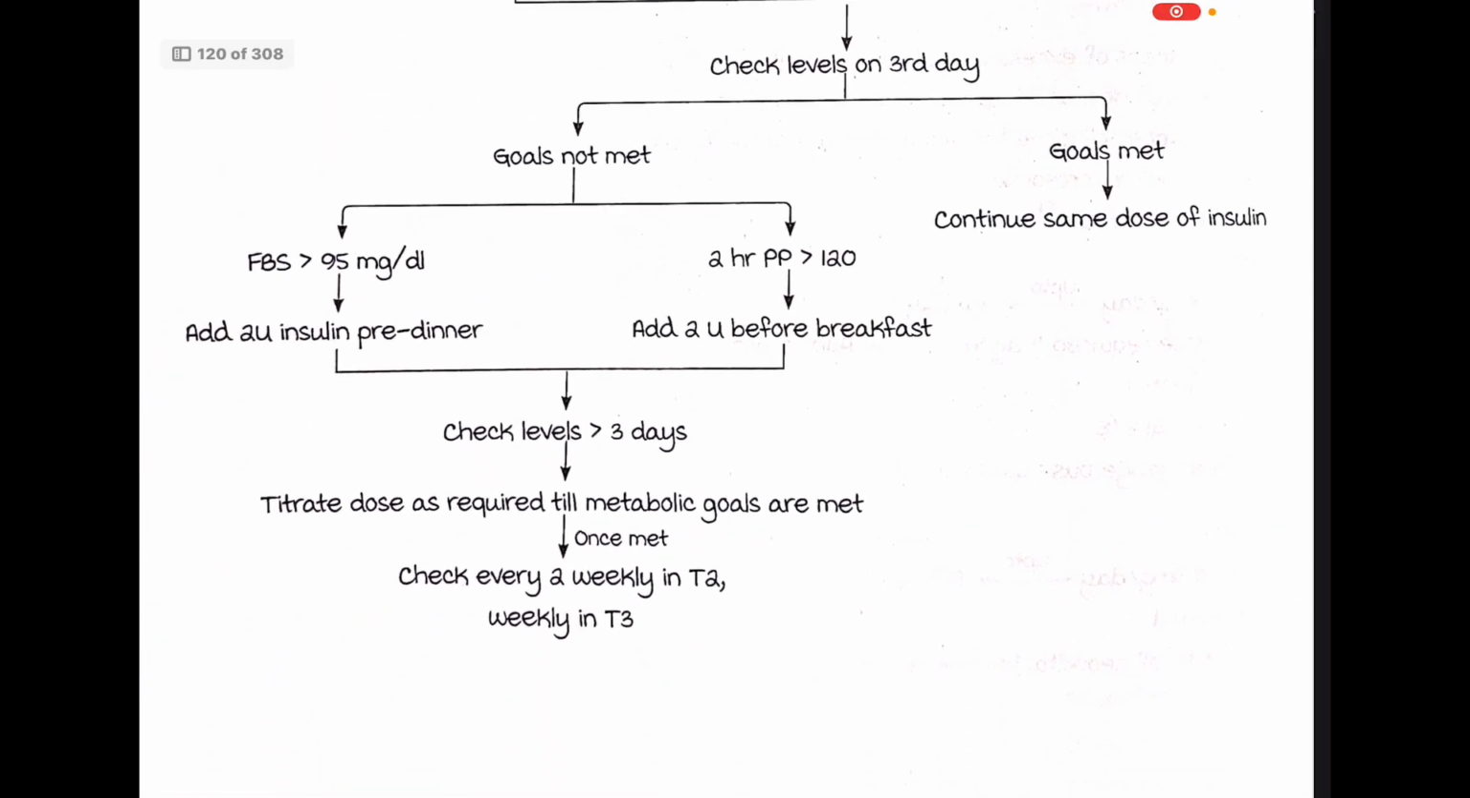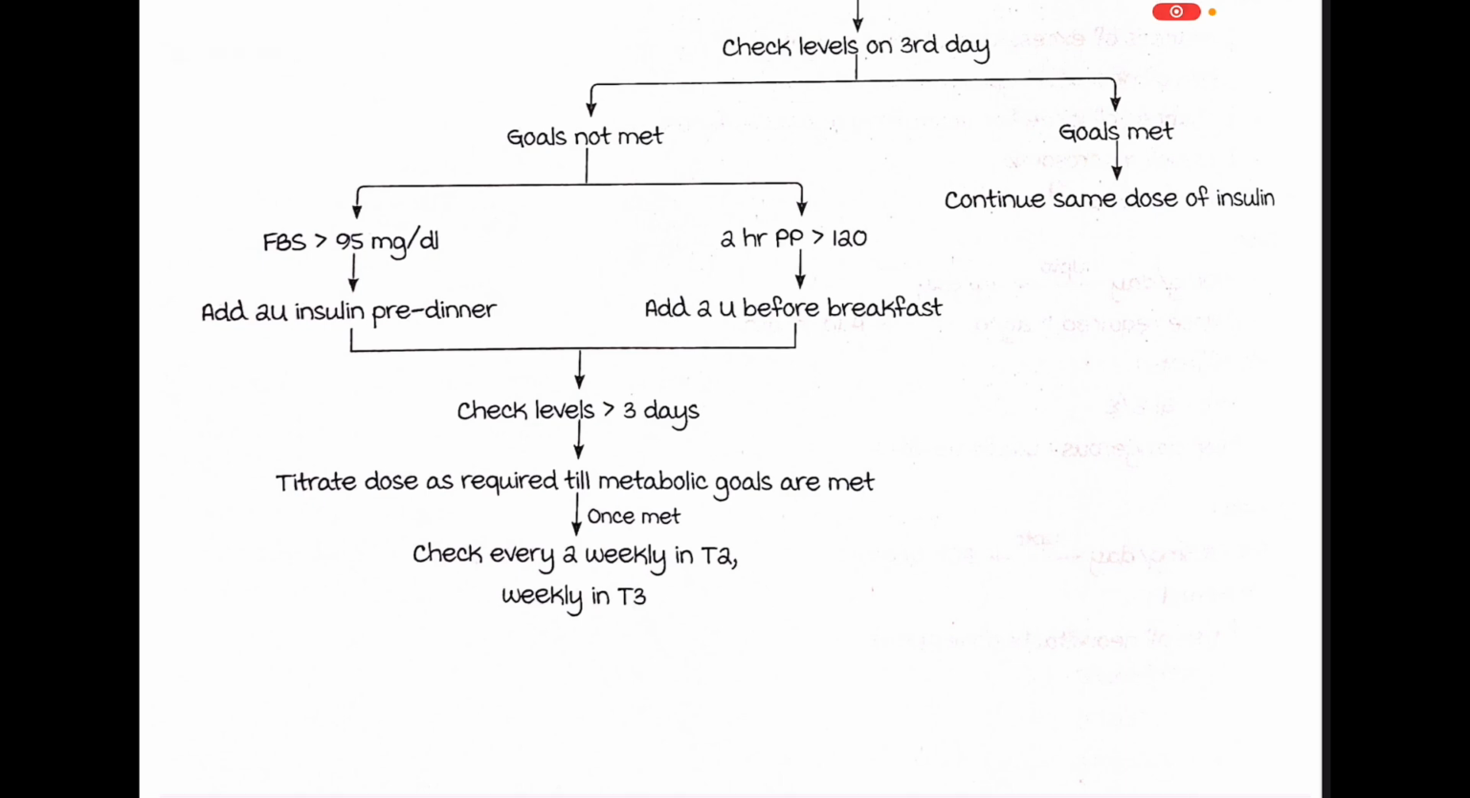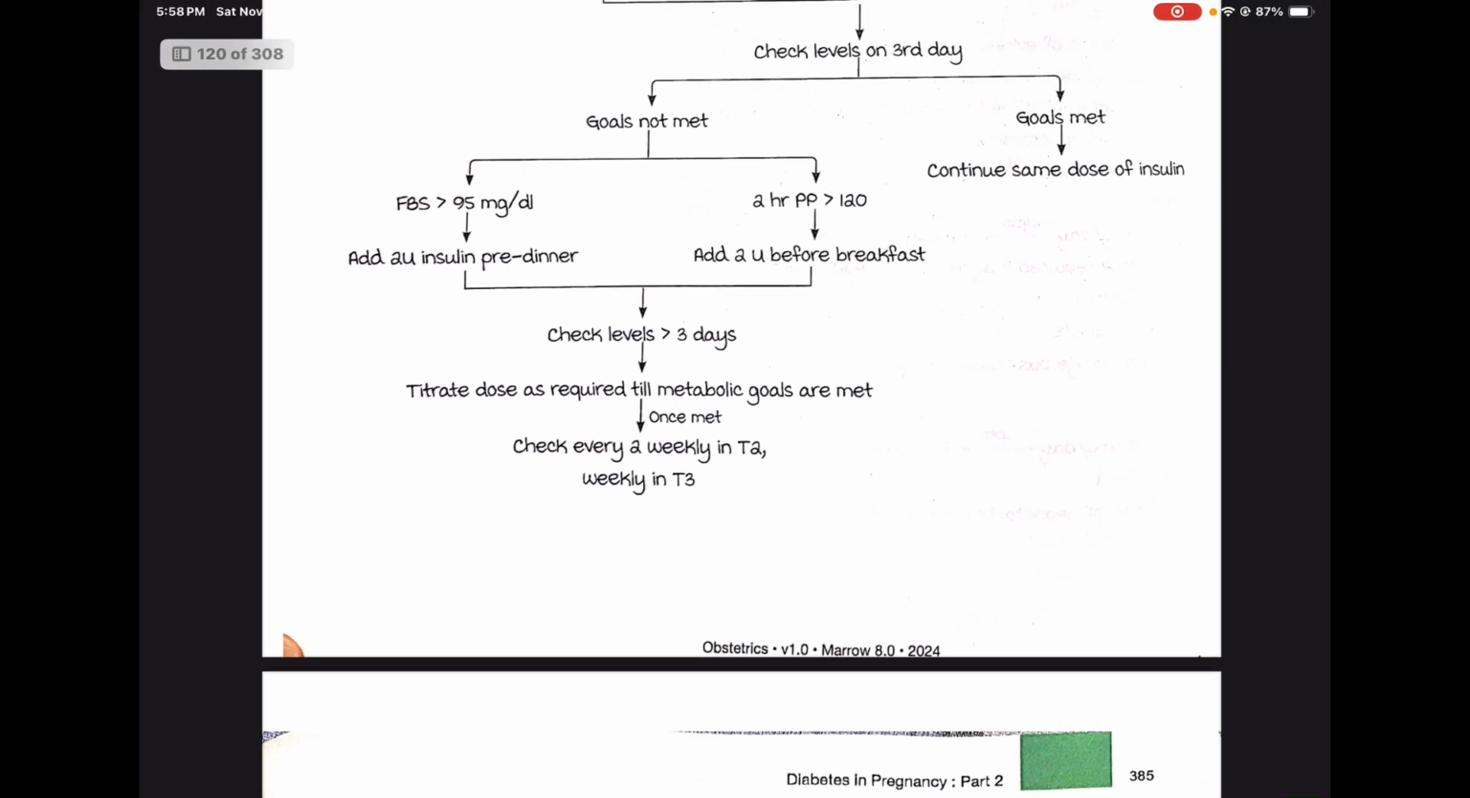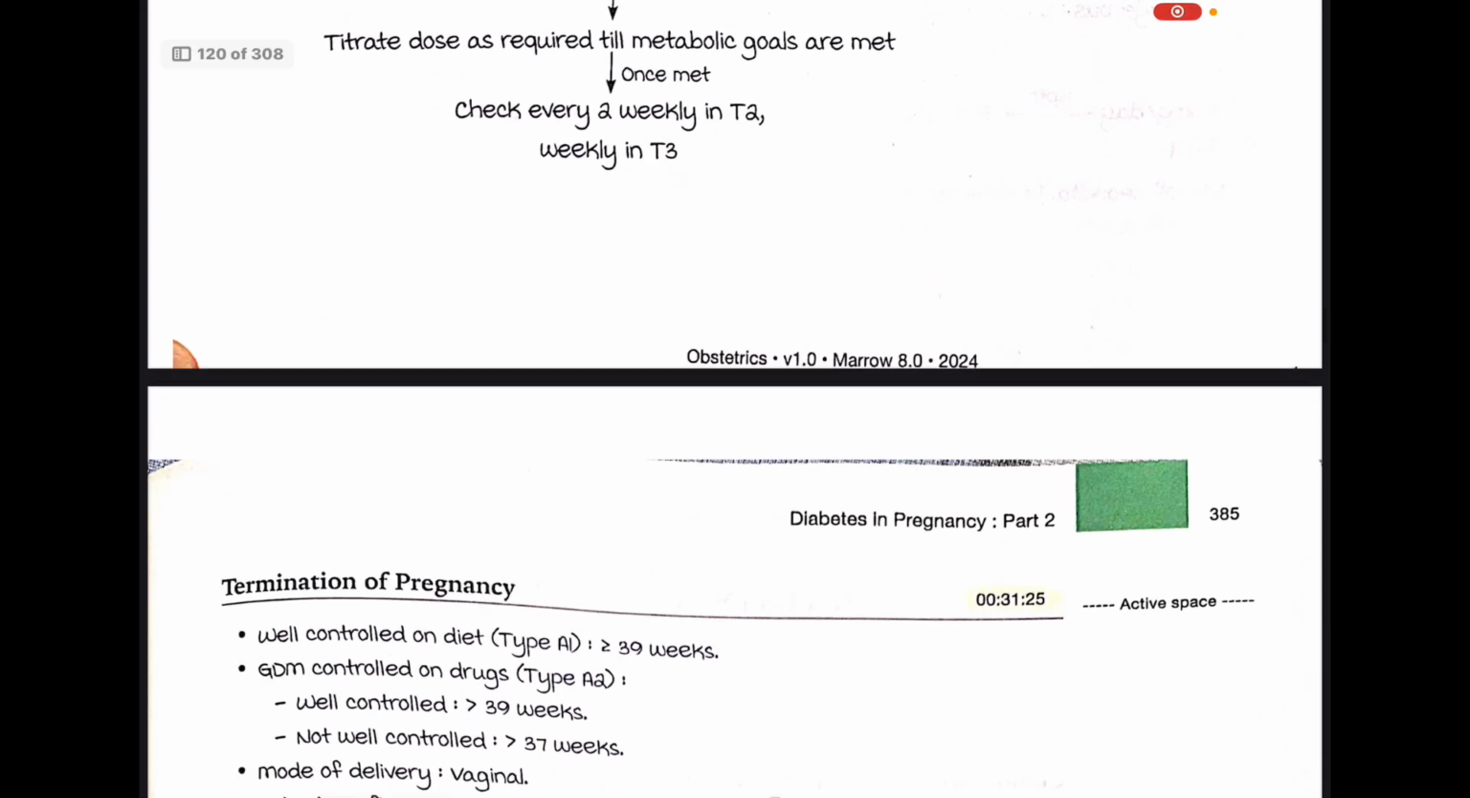Check levels on the third day. If goals are met, continue the same dose of insulin. If goals are not met, that is fasting blood sugar is more than 95 or 2-hour postprandial is more than 120, add 2 units insulin pre-dinner, and add 2 units insulin before breakfast if the postprandial is high. Check levels after 3 days. Titrate the dose as required till metabolic goals are met. Once met, check every 2 weeks in the second trimester and weekly in the third trimester.